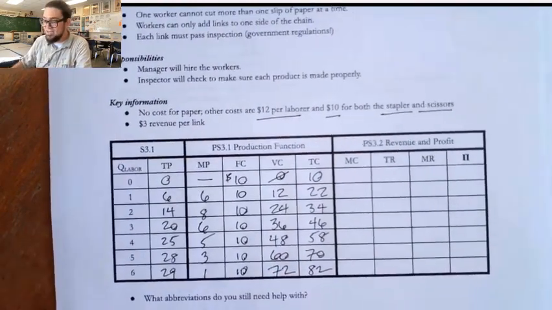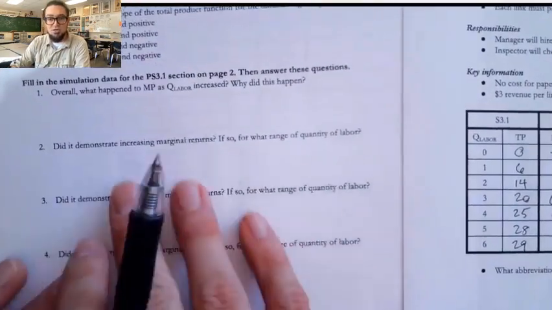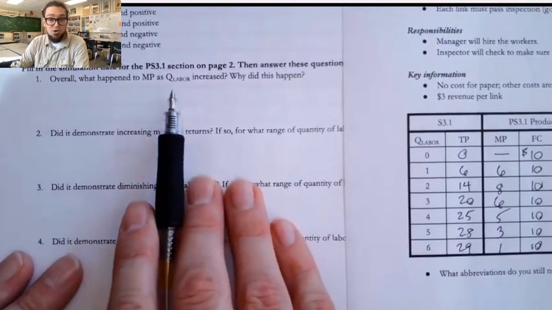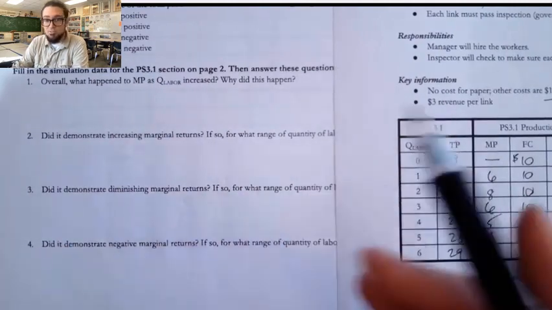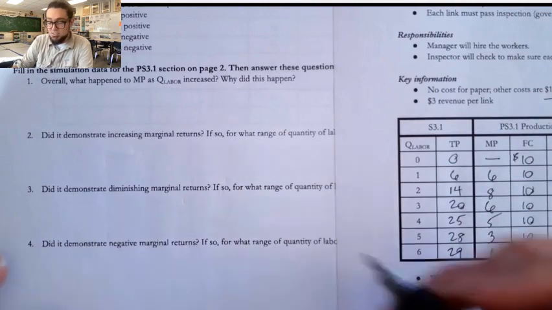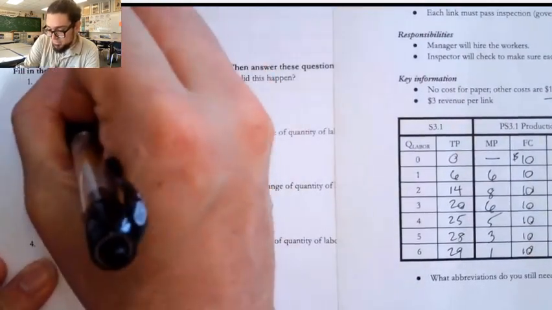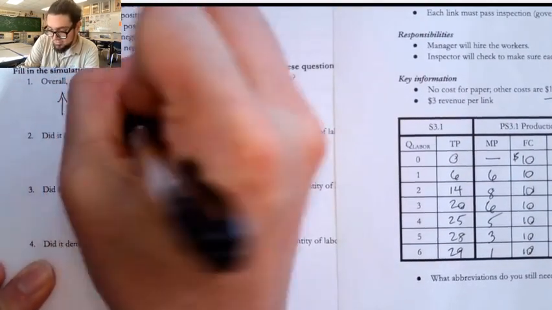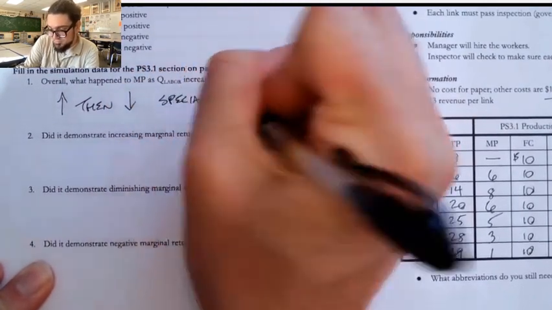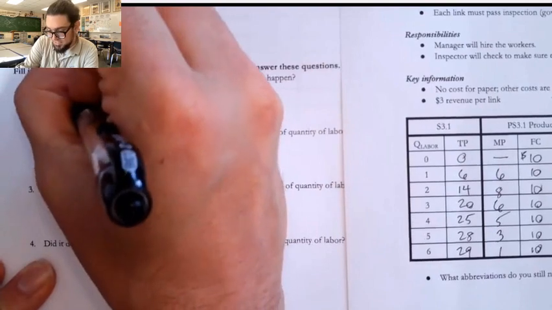But let's return back to the practice problems here using our data that we just constructed. Overall, what happened to marginal product as the quantity of labor increased? Well, it started to go up and then it went back down again. And so we would say it went up, then down, right? And why? Well, specialization for the first part, right? That's explaining that part.